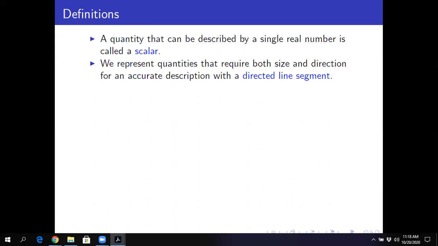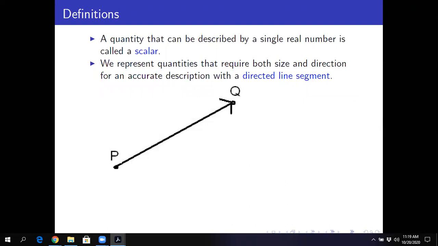If we wanted to represent quantities that required both a sense of size and direction, then we can do that with a directed line segment. A directed line segment. I'm being very precise with my language right now, okay? A directed line segment can both indicate direction and size or distance, okay? A directed line segment can do that. Not yet talking about a vector.